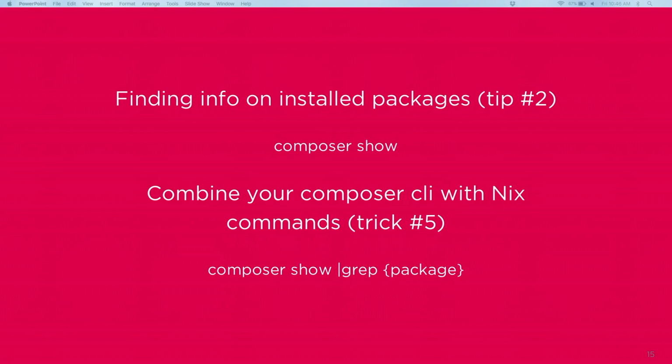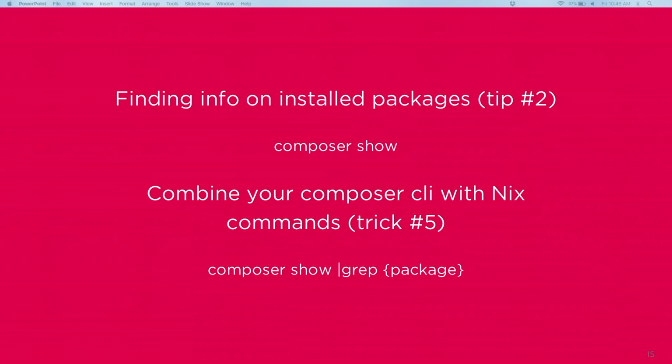Next one, finding info. A lot of people are trying to figure out, what do I have installed? Well, most people just go to their composer.json, but what's in your composer.json? A package and a list of constraints. Basically, here's a generic number with a bunch of different special characters, do what you want with it. But what this command will do is print out a list of all your installed packages.